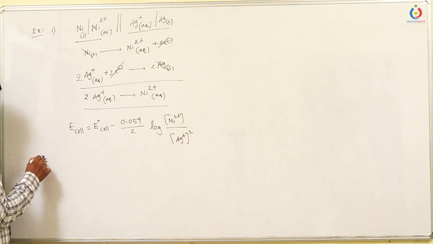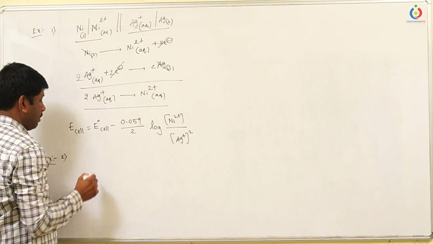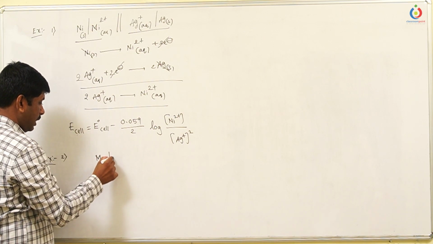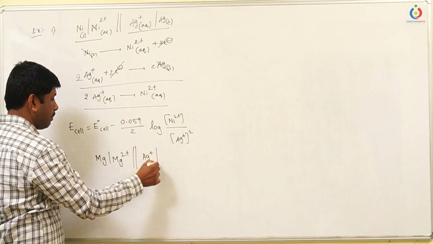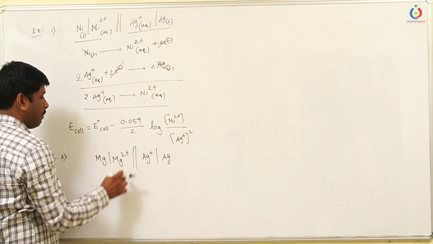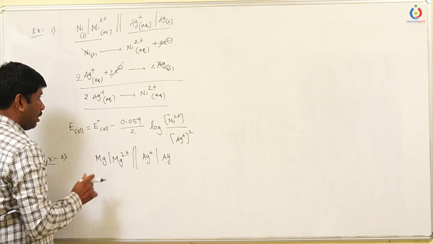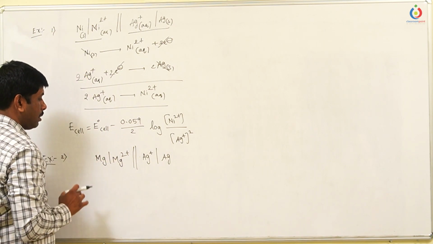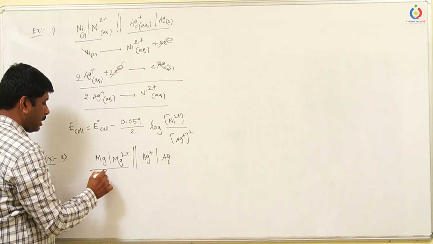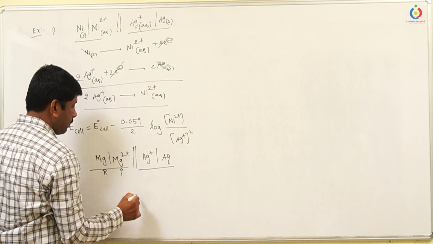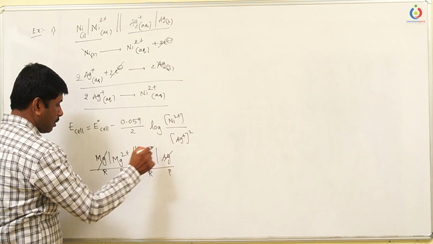Now let us take another example. Example number 2. Similar, but now instead of nickel we shall take magnesium. Mg by Mg2+, Ag+ by Ag. Again, the numbers are different, so multiply this part with this number, then automatically it becomes 2Ag+. Without writing this type of equations, how do we write this equation directly? Very simple. In this half reaction, this is the reactant, this is the product. In this half reaction, this is the reactant, this is the product. The reactants are in solid state here, and here the product is solid state.